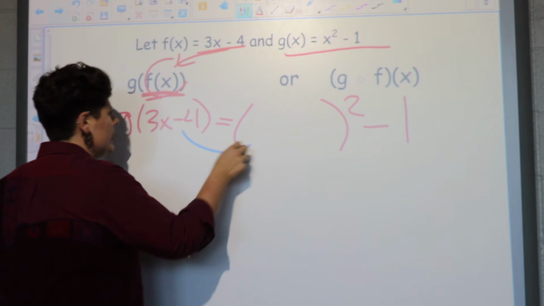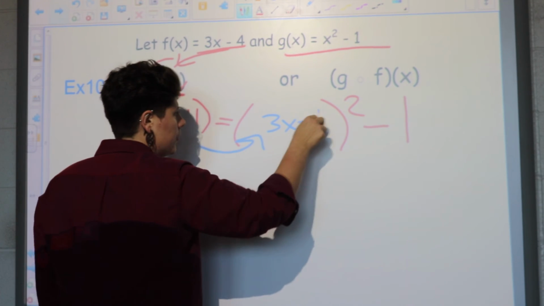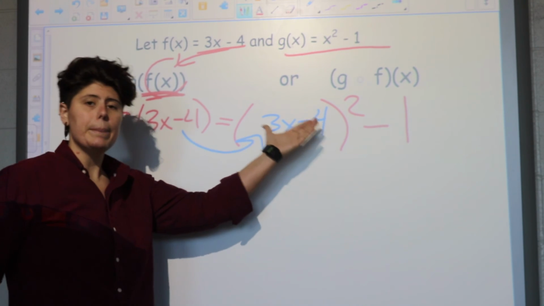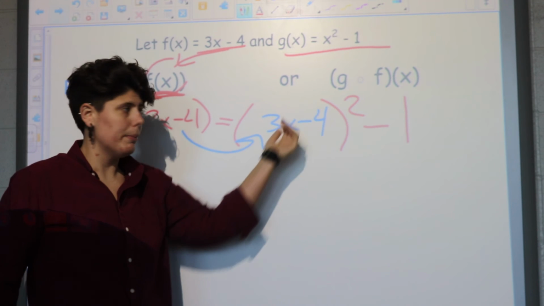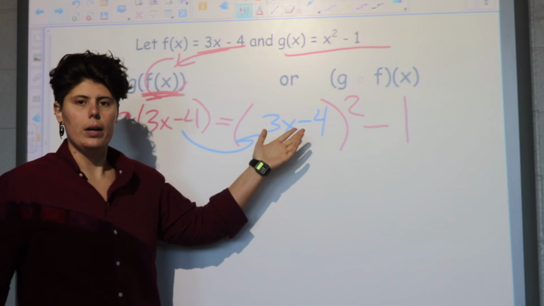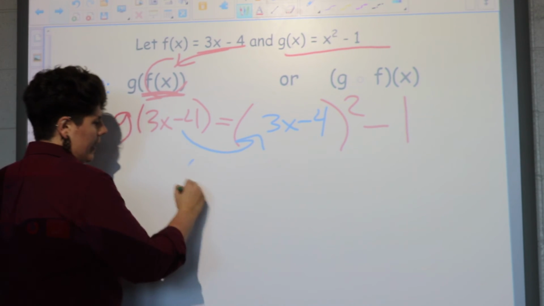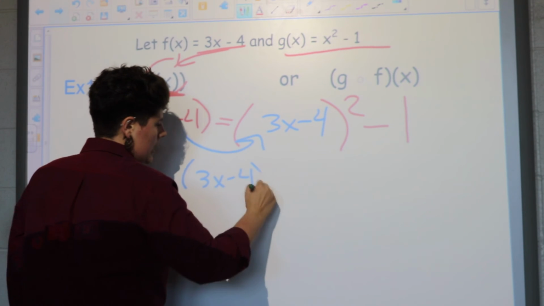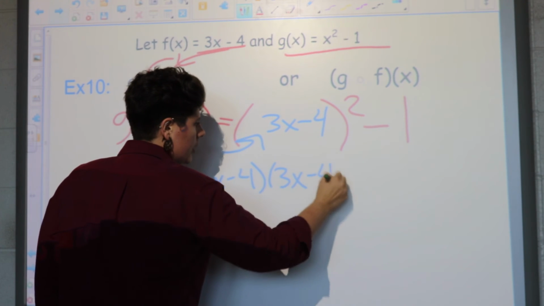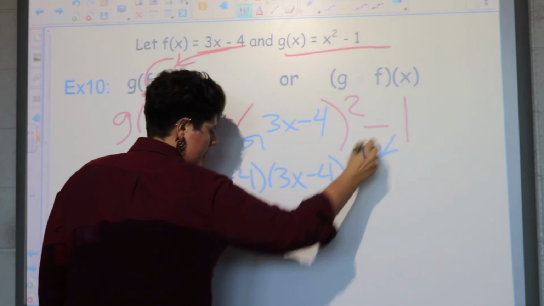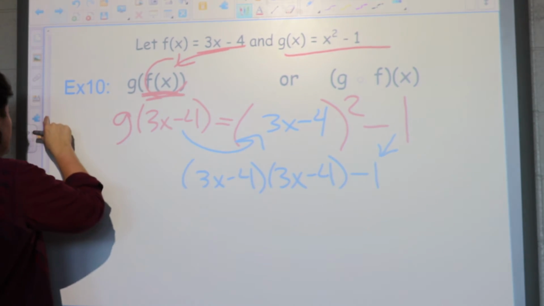In that blank, I know I'm going to put a 3x minus 4, but ding, ding, ding: binomial squared. Write it twice and FOIL. So I have 3x minus 4 times 3x minus 4. Don't forget that minus 1.